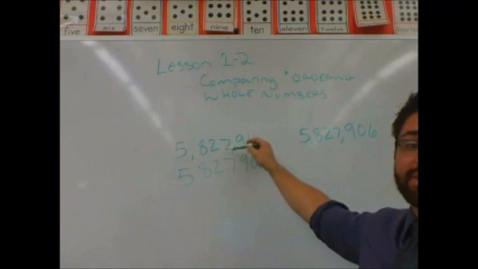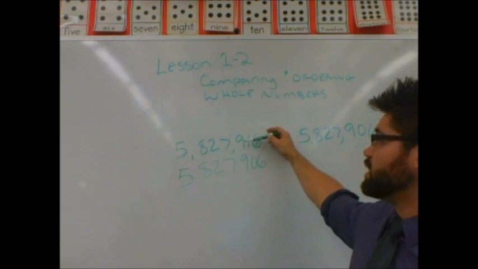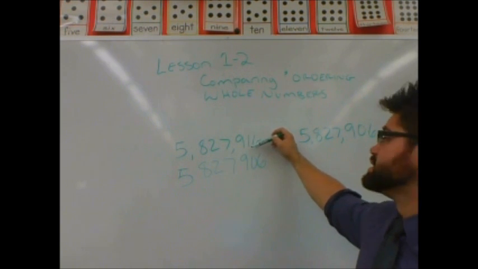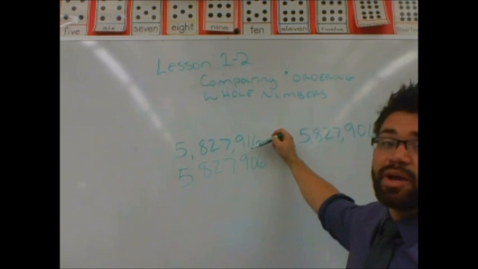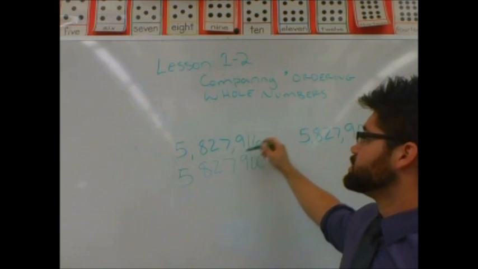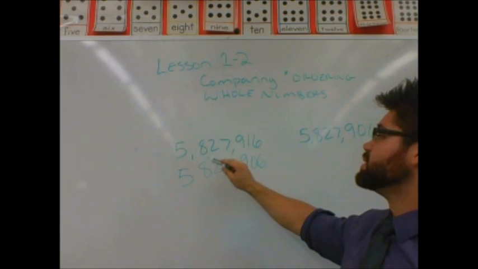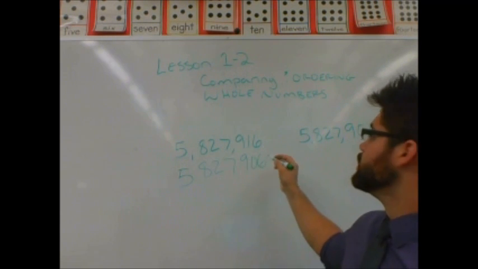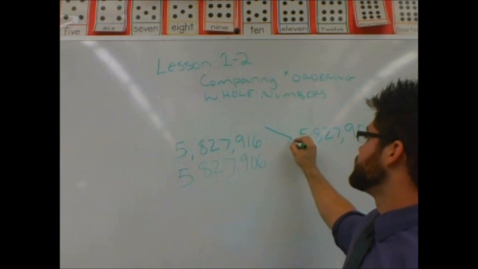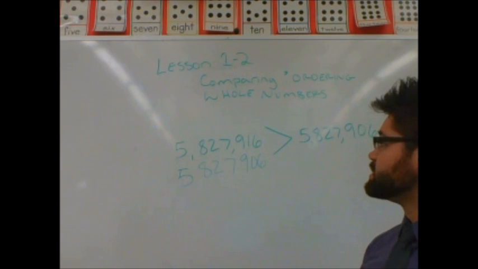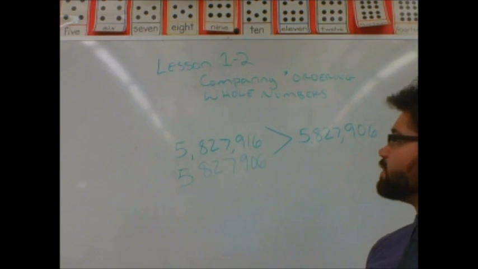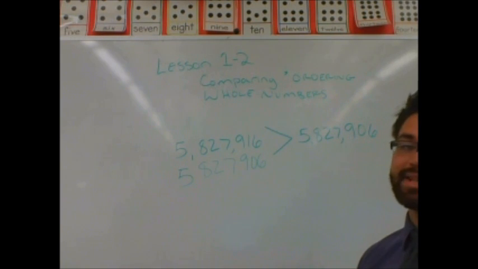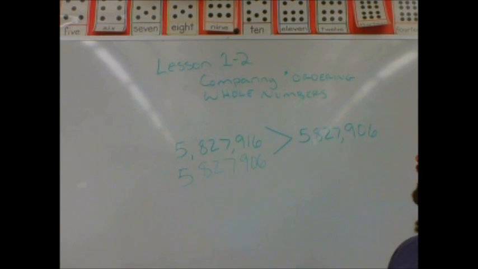The thousands place, they're both 7s. The hundreds place, they're both 9s. And the first time we see a difference in the numbers is in the tens column. And 1 is greater than 0. So that means that 5,827,916 is the greater number. So again, we're going to throw our inequality sign in there. And we're going to say that 5,827,916 is greater than 5 million.